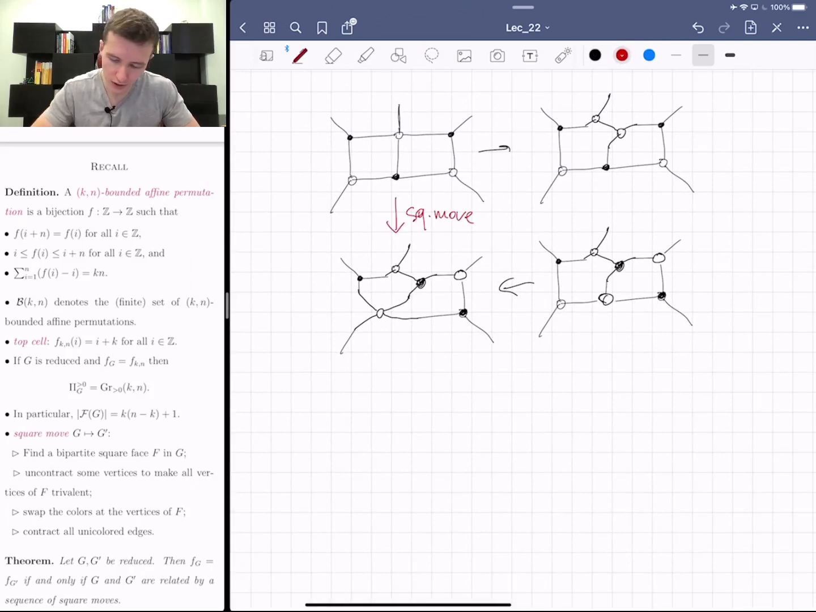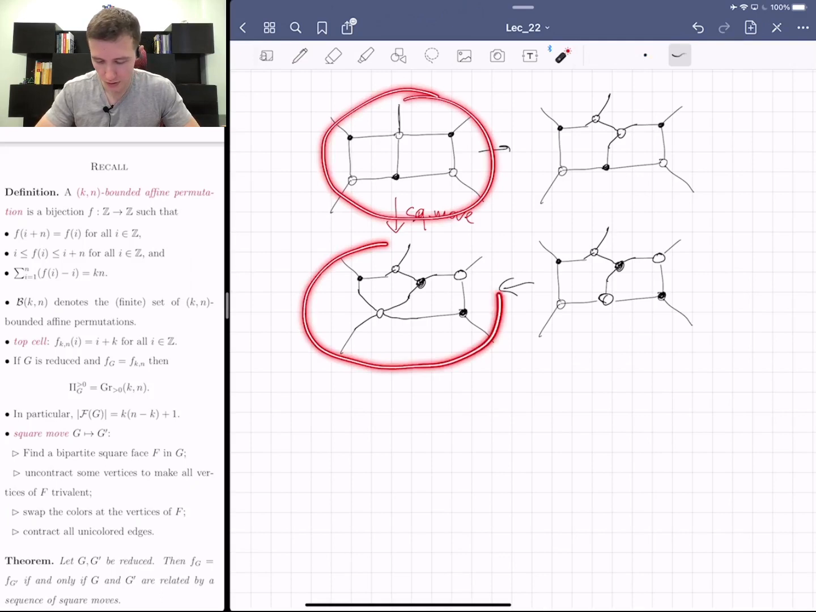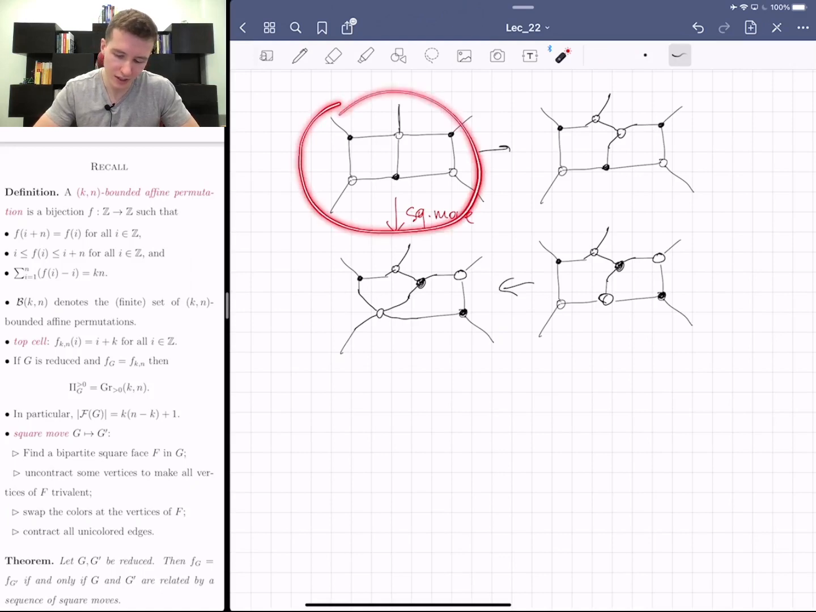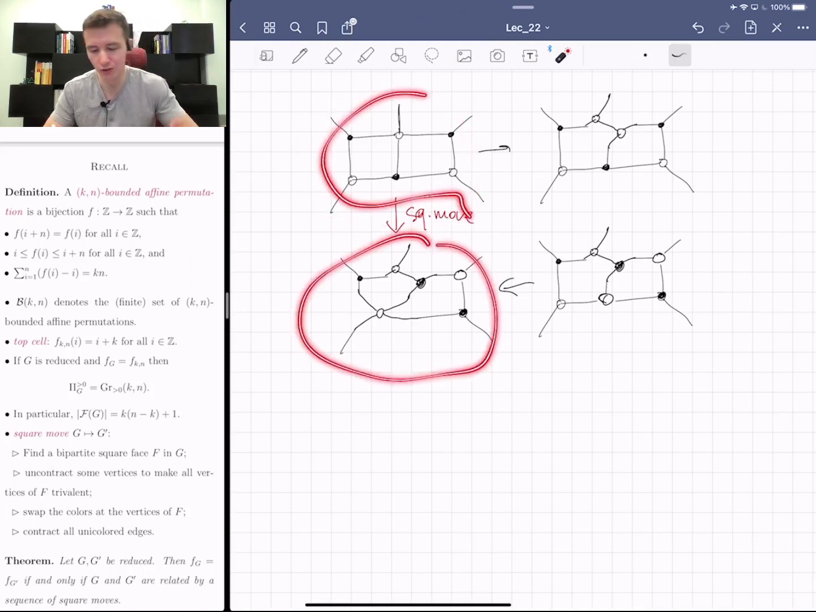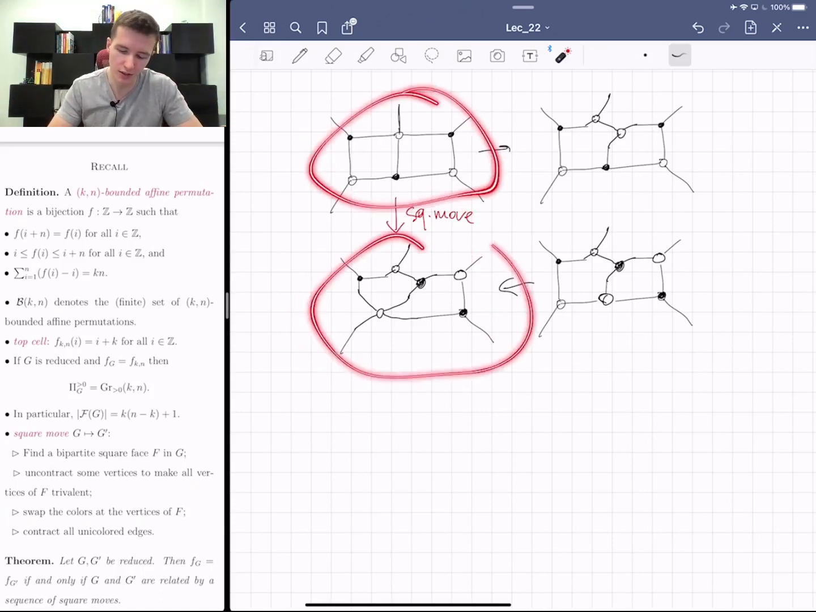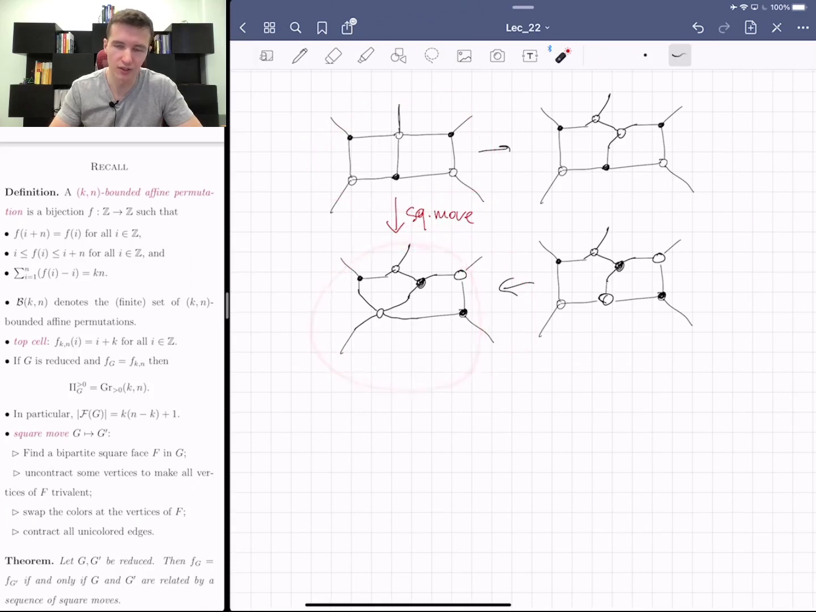And hopefully what you see is that I got the same graph, but it's rotated a little bit. Somehow applying a square move to this graph produces the same graph modulo rotation. You basically rotate by 2. So if you keep applying these square moves, you're going to get basically 5 graphs, which are all rotations of one another. And these are all possible reduced square graphs for k equals 2 and n equals 5. So there's 5 of them.